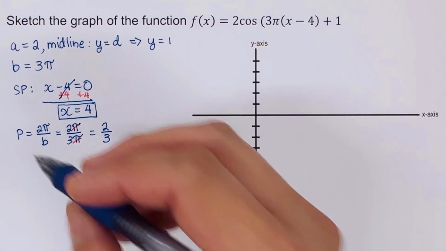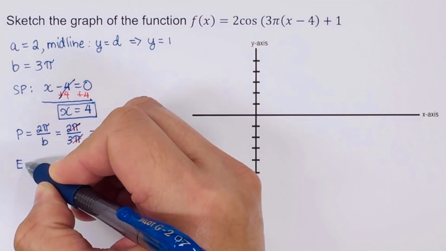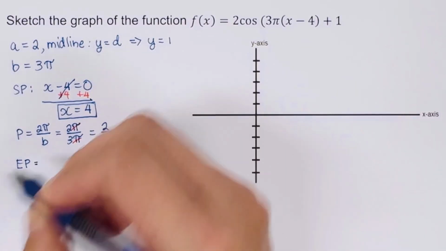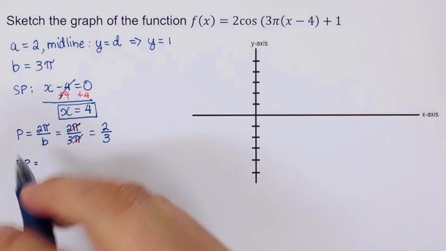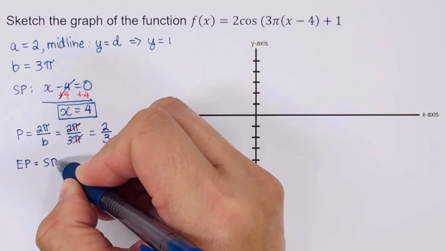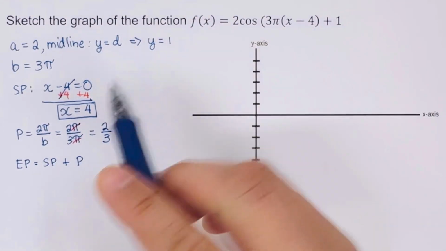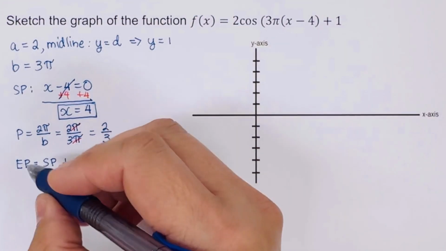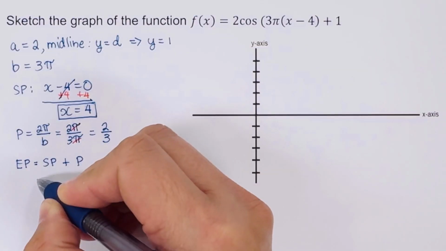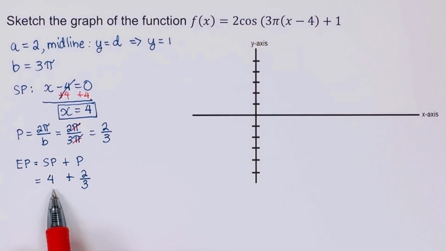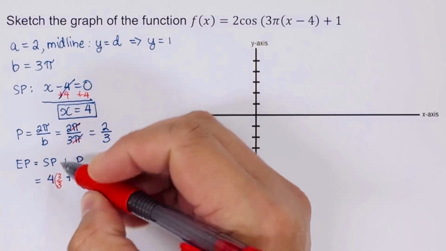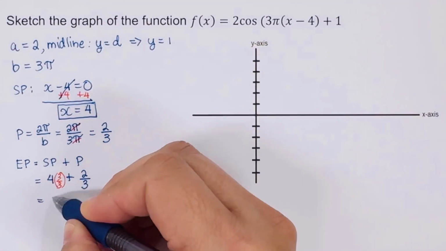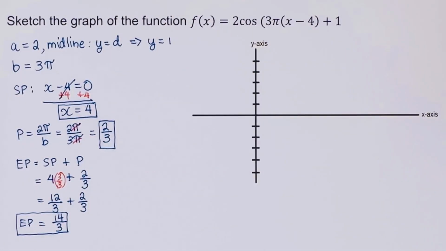The next step that we need to do is to determine the end point. The end point is the end point of one cycle of the graph. The formula for the endpoint is the phase shift, or the starting point, plus the period. So pretty much these two right here. I can go ahead and plug in the values here. Since they don't have the same denominator, I can multiply the first one by 3 over 3 so that our equation would come out. So our endpoint is at 14 over 3.